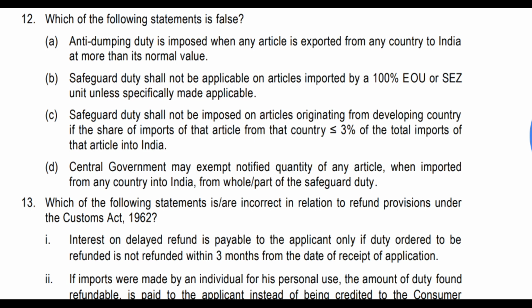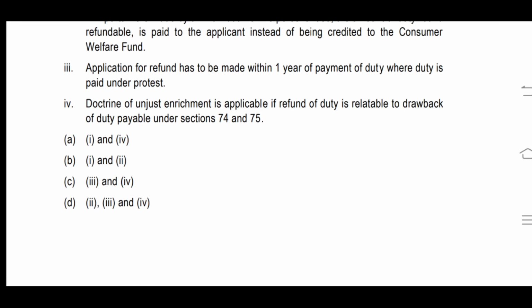If the imports were made by an individual for his personal use, the amount of duty found refundable is paid to the applicant instead of being credited to the consumer welfare fund. So this is also correct. In case of imported goods used for personal use, the amount is going to be credited to the applicant's account, not to the consumer welfare fund. This statement is also correct.